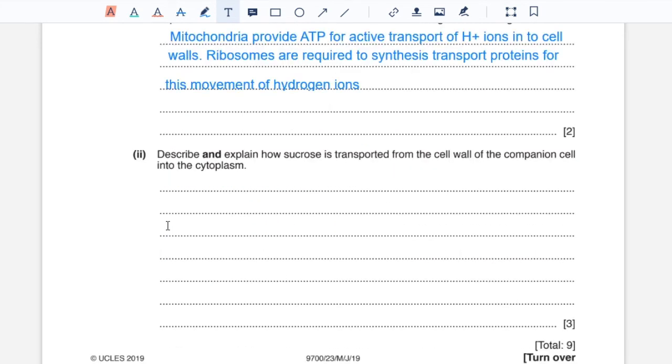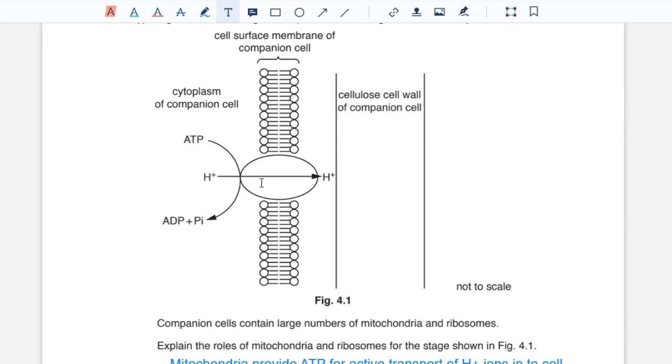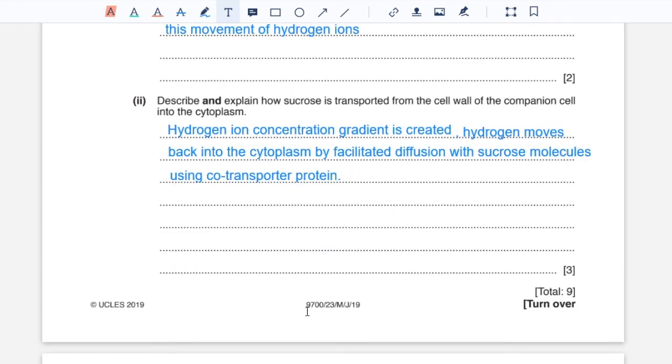Describe and explain how sucrose is transported from the cell wall of the companion cell into the cytoplasm. Now that a hydrogen ion concentration gradient is created between the cell wall and the cytoplasm after their movement into the cell wall, the hydrogen ions are transported by facilitated diffusion back into the cytoplasm of the companion cell along with sucrose molecules using co-transporter proteins.